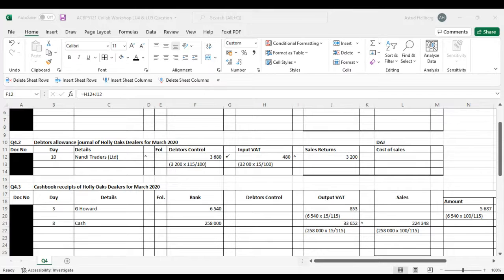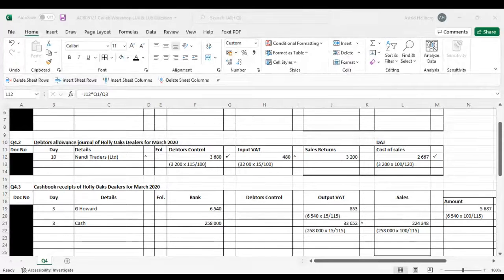Okay, so that's correct, Dino. So we take the sales amount, the 3,200, we multiply it with 100 over 120 to work out the cost of sales amount. Okay, and that gives us an amount of 2,667 Rand.